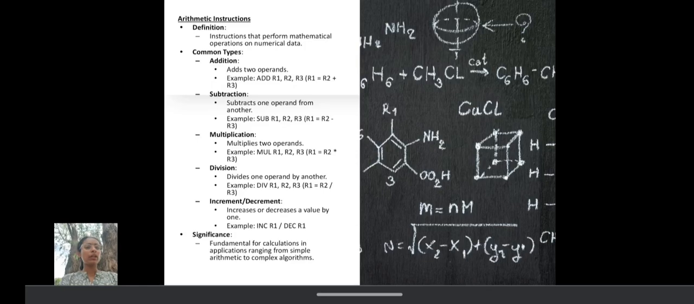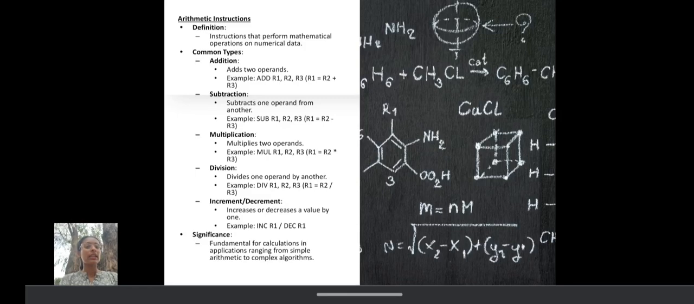For the first one, addition. Adds two operands. Example, add R1, R2, R3. Subtraction subtracts one operand from another. Example, sub R1, R2, R3. Multiplication multiplies two operands. Example, mul R1, R2, R3. For division, divides one operand by another. Example, div R1, R2, R3.